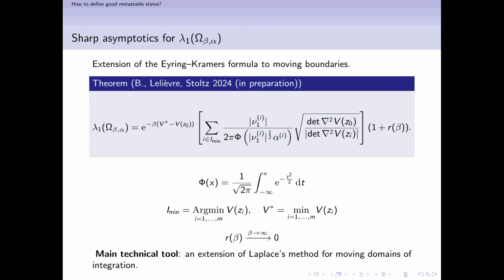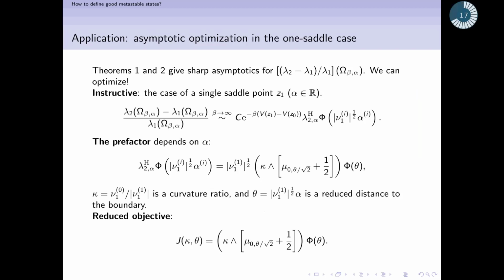But the point is, we have some asymptotics, and now we can really fulfill our objective, which was to optimize the asymptotic behavior of this ratio. Here I'm just writing it for the case of a single saddle point, because it's instructive. So you have this term exponentially high in beta, which doesn't depend on alpha.